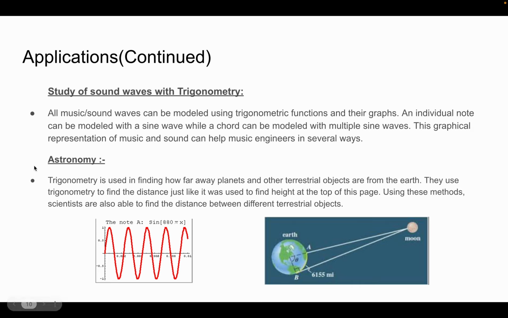Another common application of trigonometry is in astronomy. Trigonometry helps us calculate distance between different celestial bodies. By using just angles and basic measurements from Earth, scientists can determine distances to stars and planets. You'll also see trigonometry in architecture, GPS technology, signal processing, you name it.